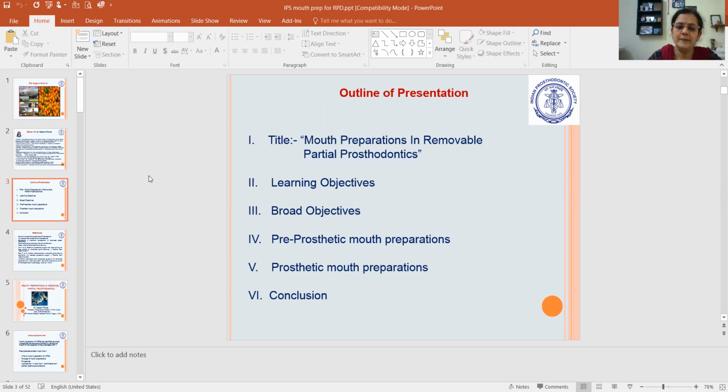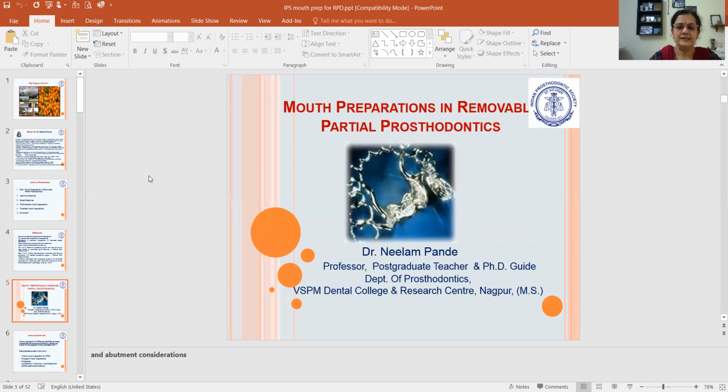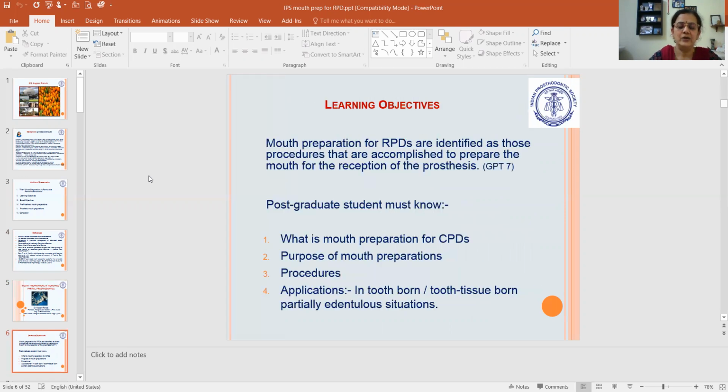The title is Mouth Preparations in Removable Partial Dental Prosthodontics. Learning objectives, broad objectives, pre-prosthetic mouth preparations, prosthetic mouth preparations, conclusions and references. So, learning objectives. The mouth preparations for removable partial dentures are identified as those procedures that are accomplished to prepare the mouth for the reception of the prosthesis.